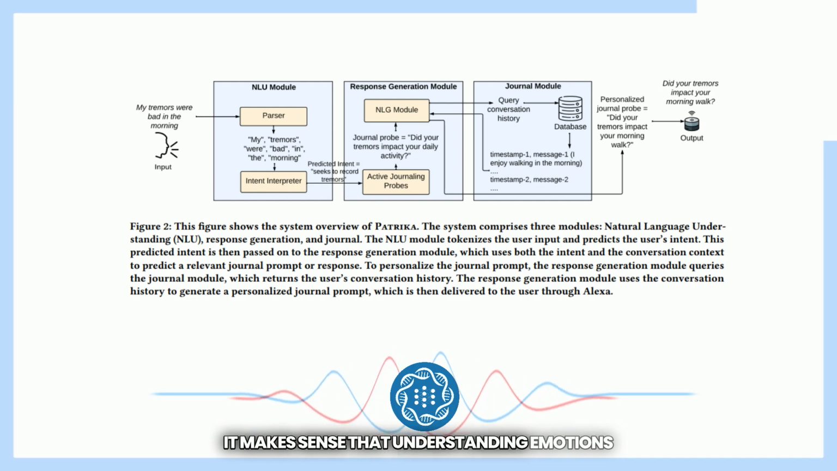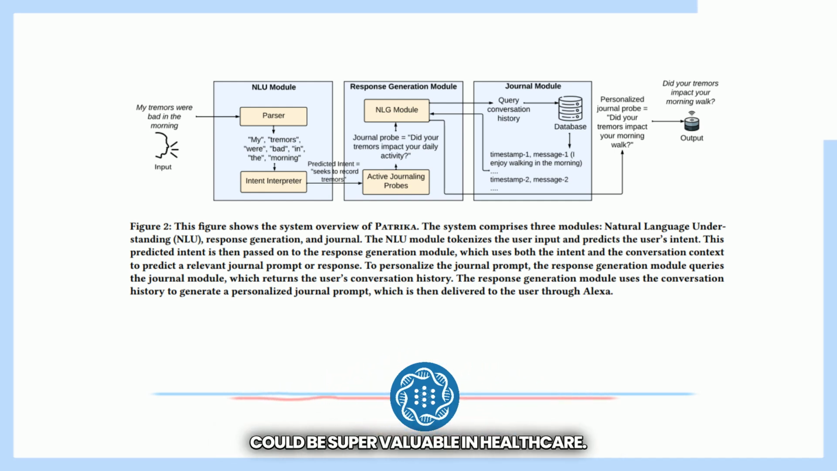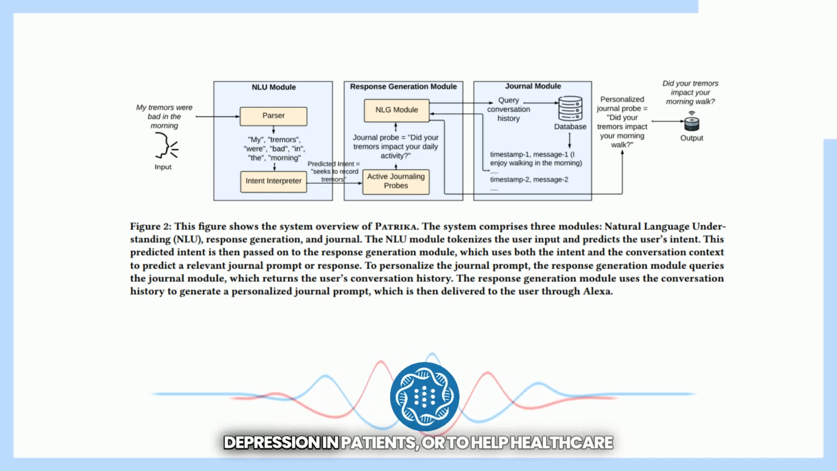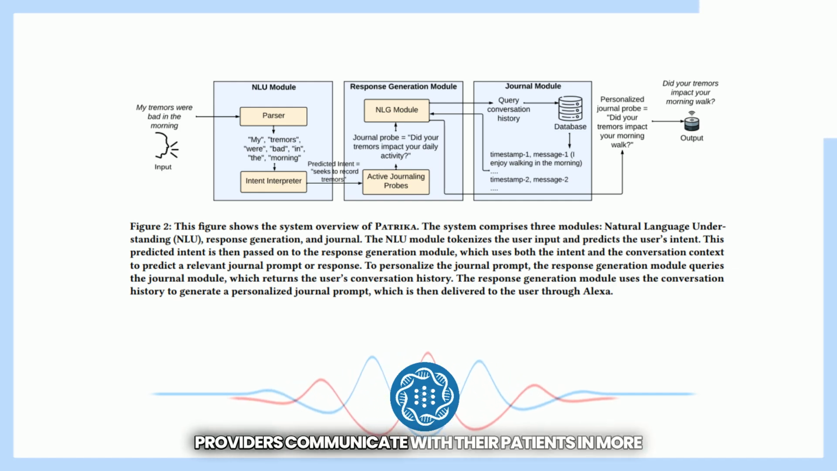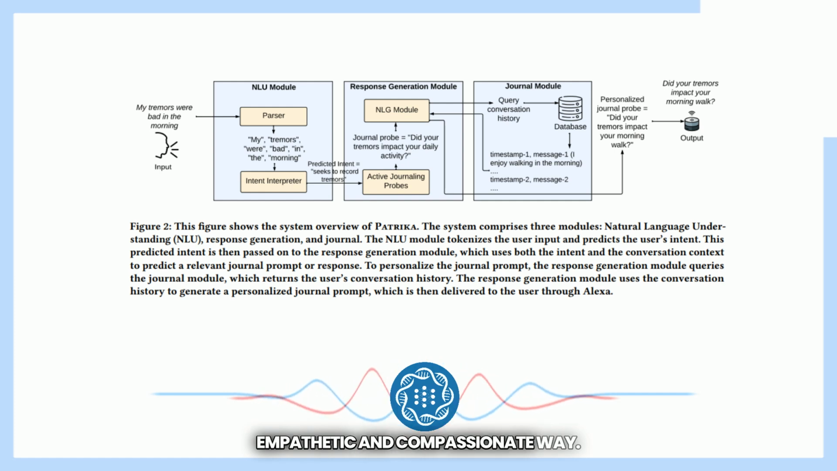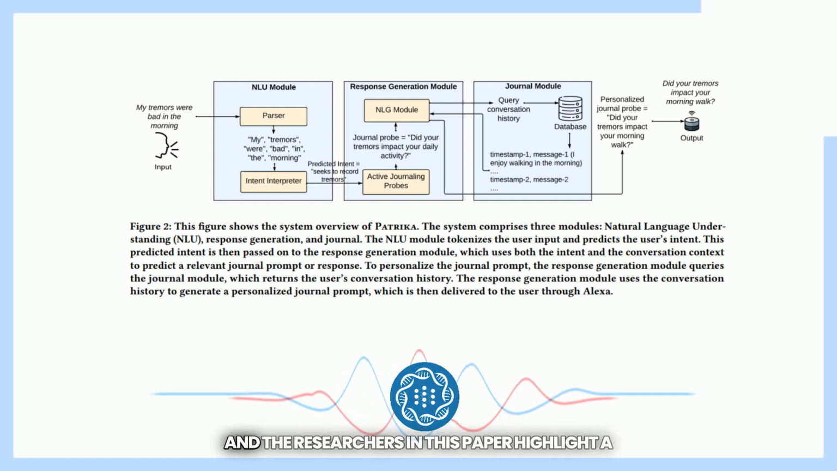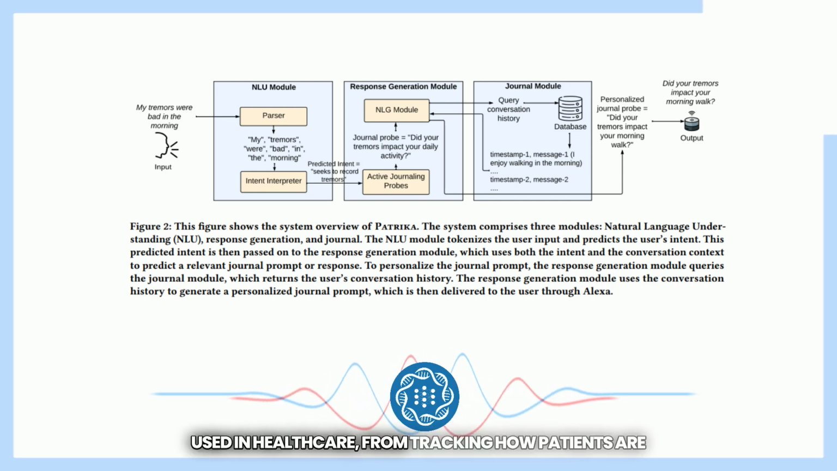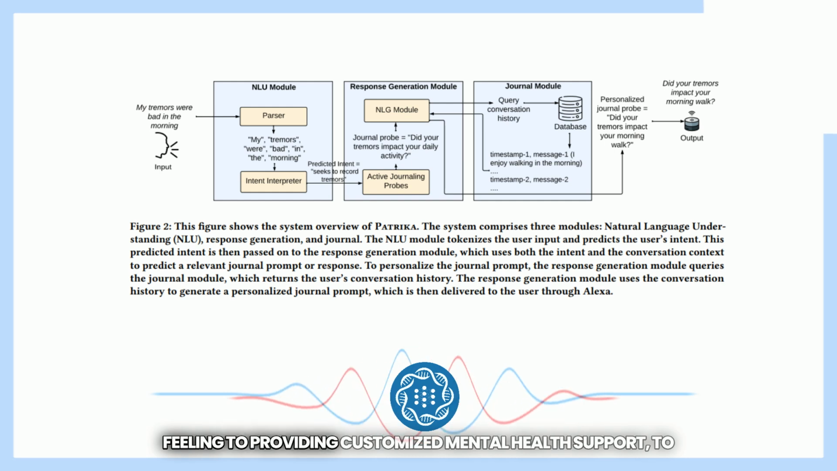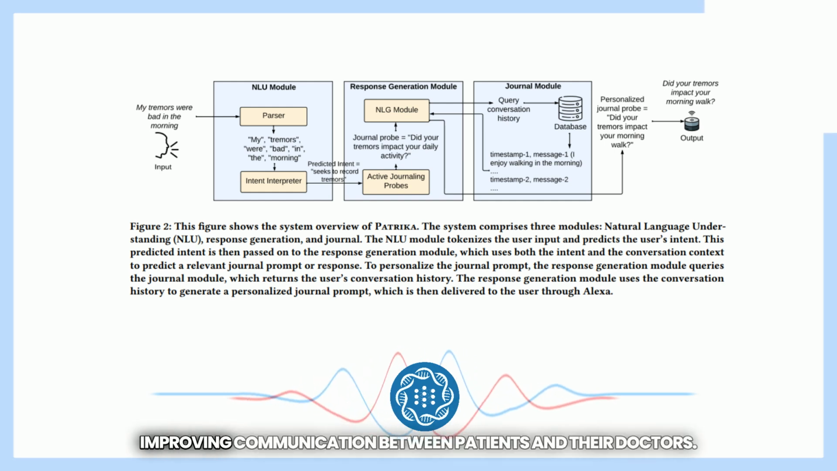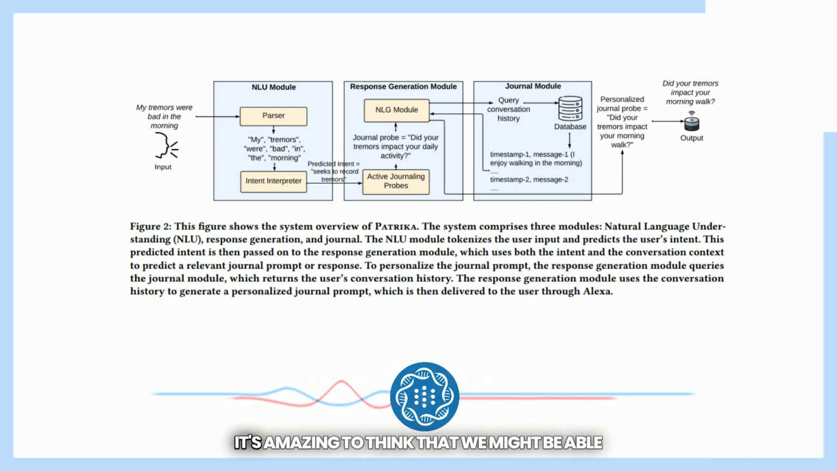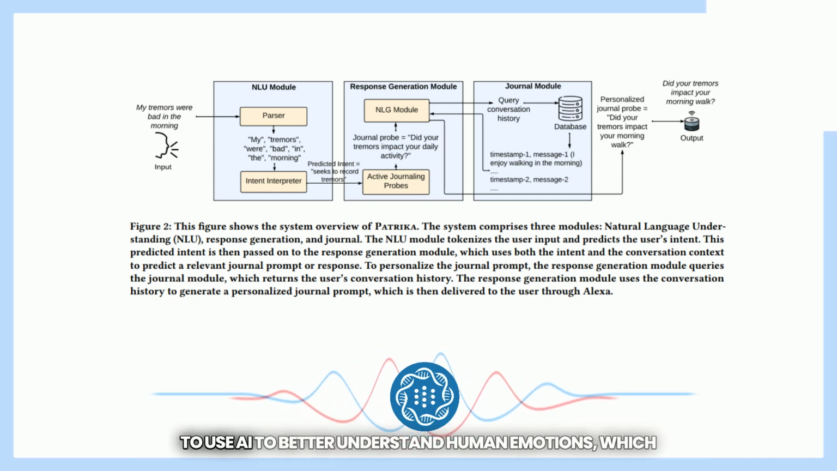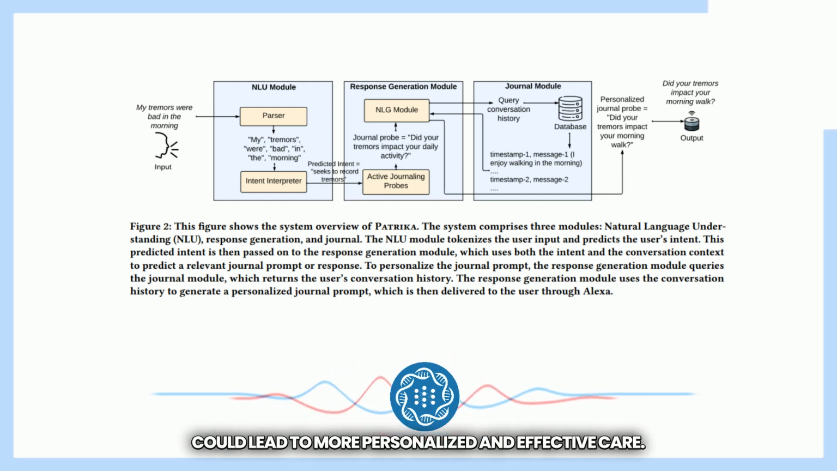It makes sense that understanding emotions could be super valuable in healthcare. Imagine using AI to detect anxiety or depression in patients, or to help healthcare providers communicate with their patients in a more empathetic and compassionate way. Those are great examples. And the researchers in this paper highlight a variety of ways that emotion AI is being used in healthcare, from tracking how patients are feeling, to providing customized mental health support, to improving communication between patients and their doctors. It's amazing to think that we might be able to use AI to better understand human emotions, which could lead to more personalized and effective care.